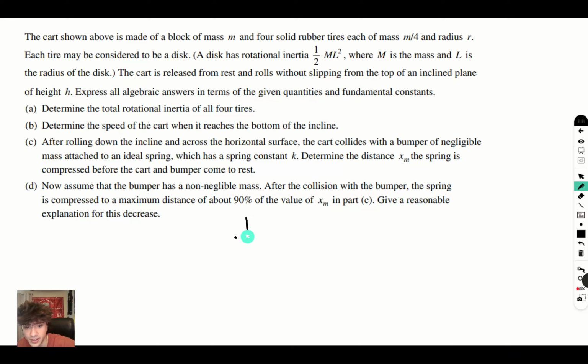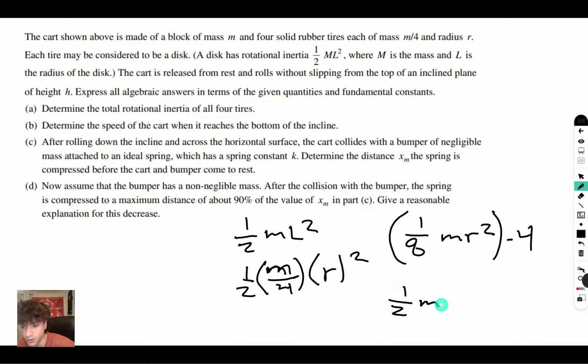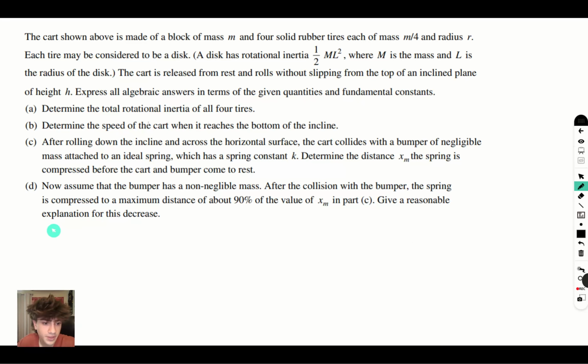So here we're given the inertia of 1 tire, and we know that the mass is m/4. So we get 1/2 times m/4 times r squared, which will give us 1/8 mr squared. This is the inertia of 1 tire, times 4 will give you the inertia of all 4, so 1/2 mr squared is the inertia of all 4 tires. Let me just write that out here, 1/2 mr squared.